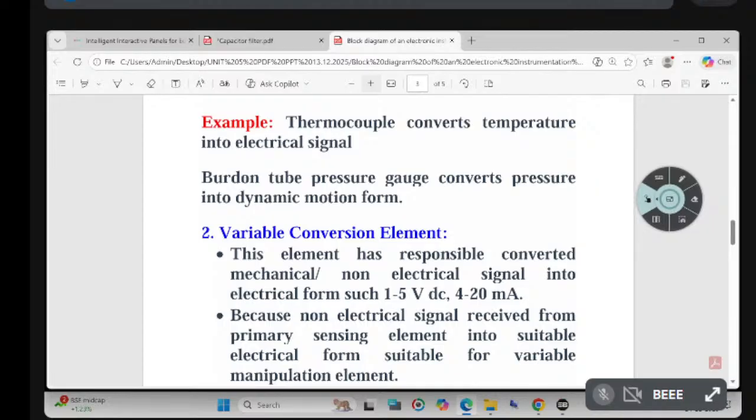Examples are temperature and pressure; all these come under mechanical or non-electrical signals. They are converted to electrical form, a suitable electrical form, for manipulation purpose.